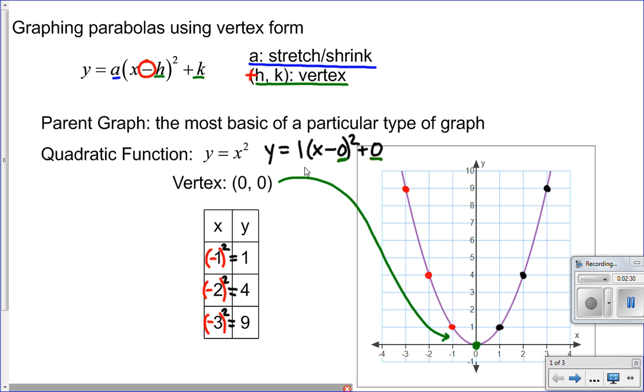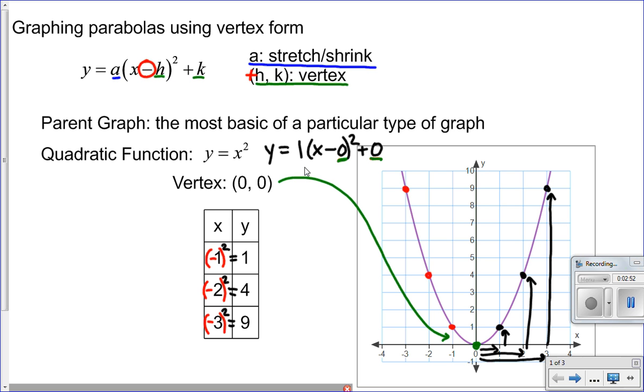So when we have our parent graph and it's not stretched at all, whenever we go over 1, we will also go up 1. And when we go over 2, we'll have to go up 4. And when we go over 3, we'll have to go up 9 spaces to get to our next point.